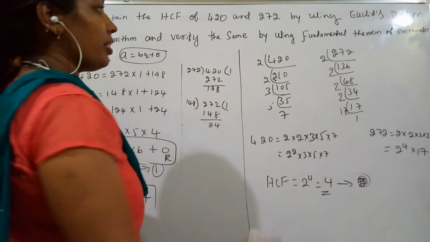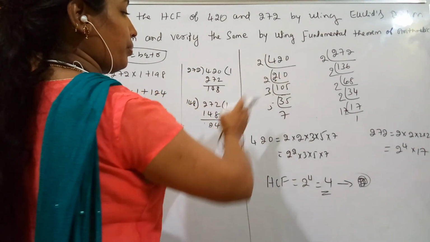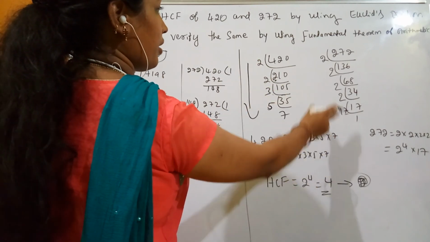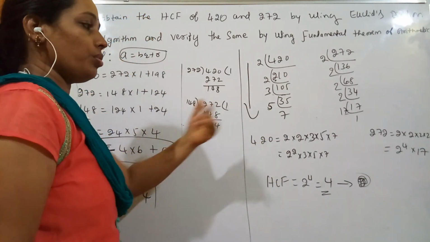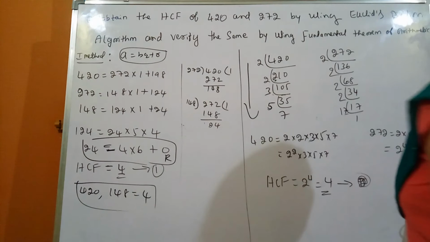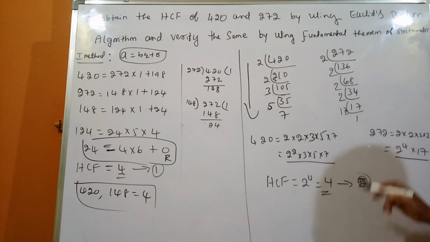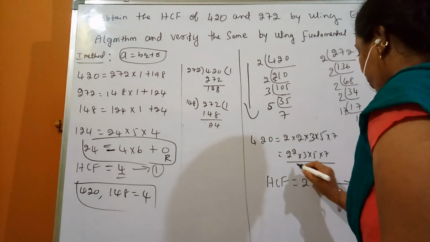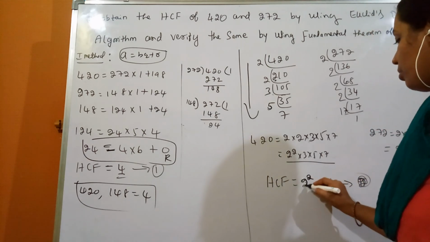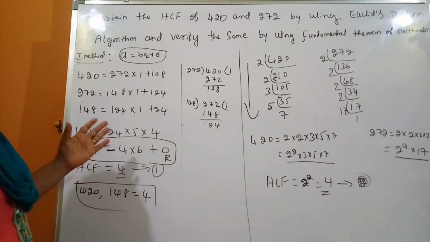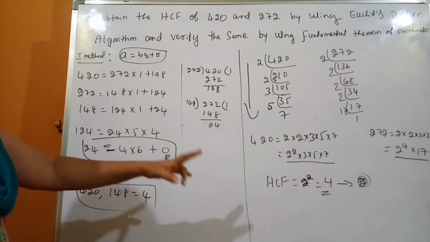The fundamental theorem of arithmetic means if you take the number and factorize it by the prime factorization method, you will get the factors of 420 as 2 into 2 into 3 into 5 into 7. Likewise, the factors of 272 are 2 into 2 into 2 into 2 into 17. The common factor is 2, and the lowest power is 2 squared, which is nothing but 4. So from 1 and 2 we can say that the HCF of the two given numbers is equal to 4.